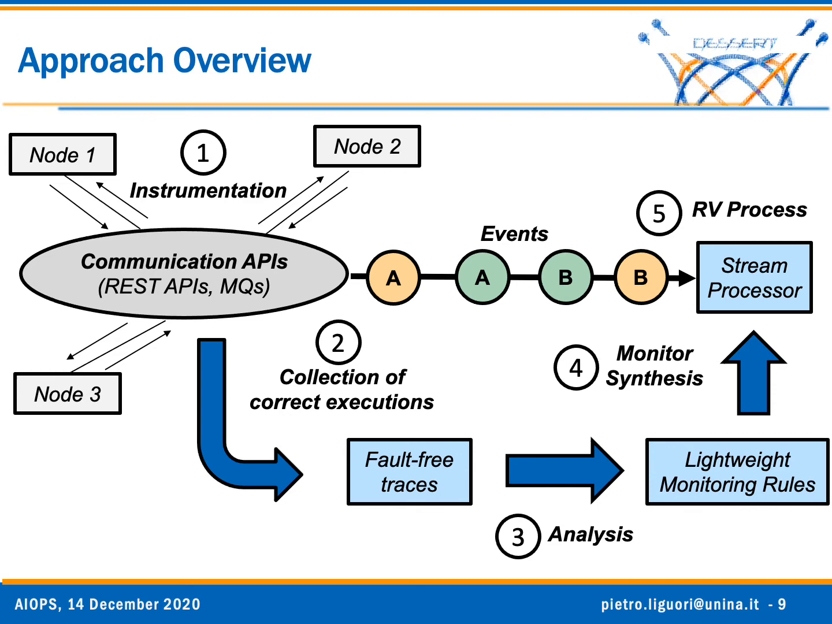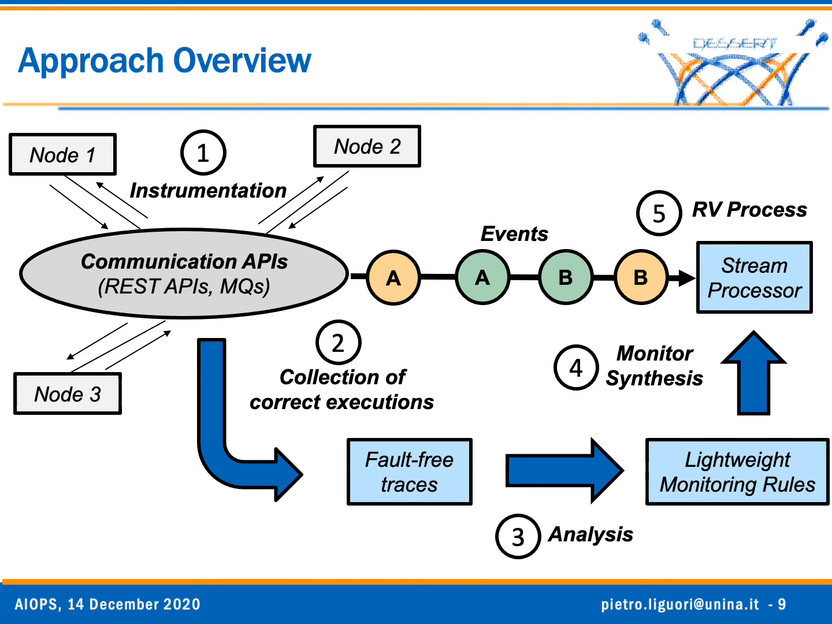Then, we analyzed the collected fault-free traces to extract the relations on the order and on the occurrences of the events. Therefore, we defined a set of failure monitoring rules. This is the step number 3. We are currently working on an algorithm using invariant analysis in order to automatically identify patterns.